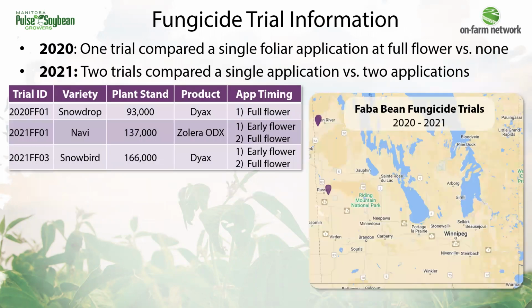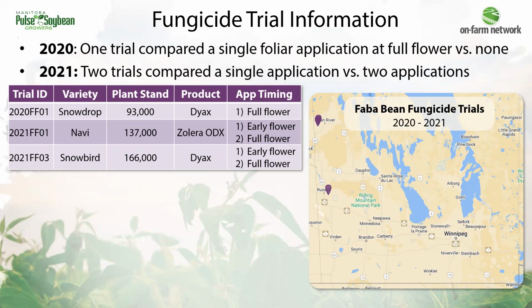So in 2020, we had 1 trial near Swan River in snowdrop faba beans evaluating a single application at full flower versus none. And then in 2021, there were 2 trials, 1 near Swan River and 1 near Russell. They evaluated 1 application applied at early flower versus 2 applications, where there was 1 at early flower and a second at full flower. Both of those trials were in low tannin faba bean varieties, Navy and Snowbird.